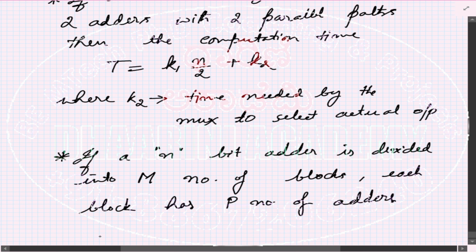So I can write any A value here. Let's denote it as AN. This is BN. So this will be the next number. So AN plus 1. This is BN plus 1. So this is AN plus 2. And this will be BN plus 2.